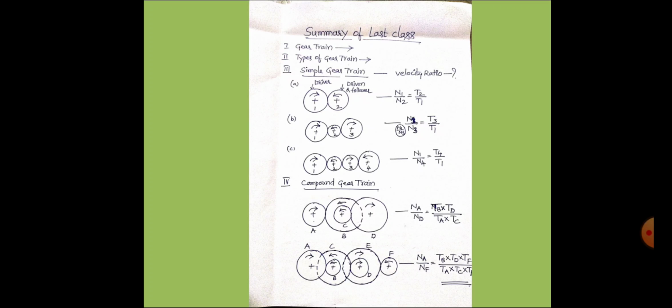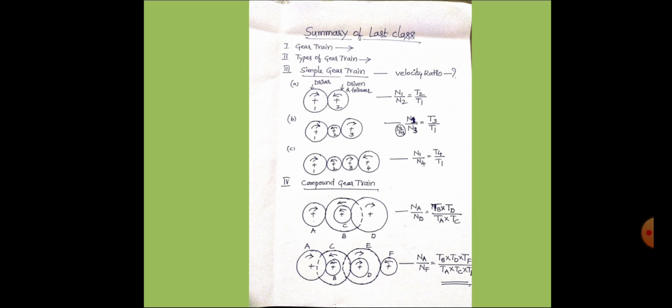So therefore N1 by N3 always is equal to the reciprocal of their teeth, meaning the number of teeth on the driven, that is T3, by the number of teeth on the driver, that is T1. Like that, first and last, in between let it be any number of intermediate gears. So N1 by N3 is equal to T3 by T1.